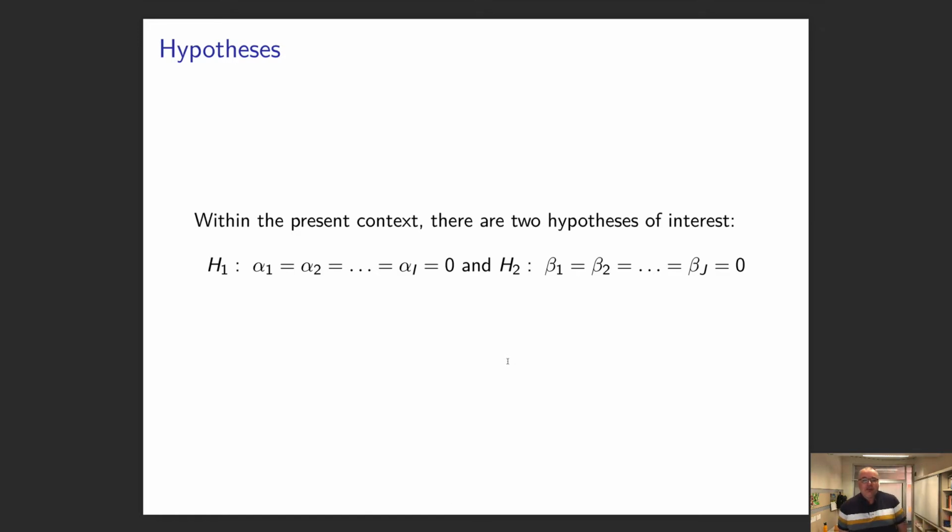In this case, what we're really interested in is, first, is there what we call a main effect of the first predictor? That is, is there some sort of significant effect of the different levels of the first predictor? And then we could ask the same about the second predictor. So there are two hypotheses of interest.